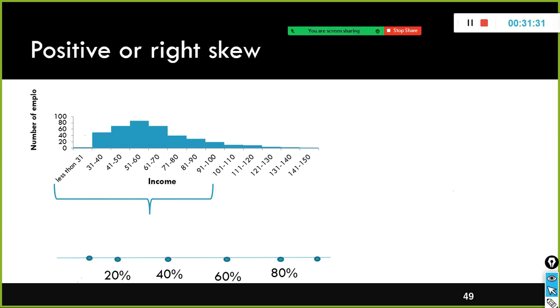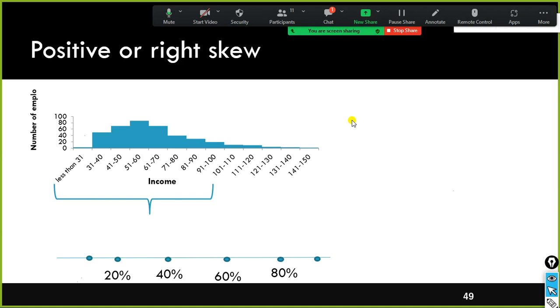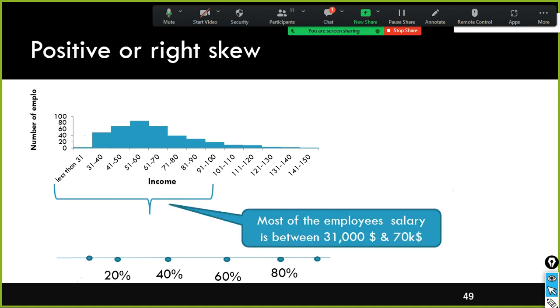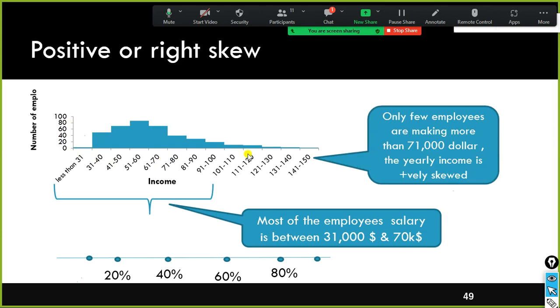Only a few people are getting very high salary. The rest of them are getting salary on par with their level. So here most of the employees' salary is between 31,000 to 70,000. Look here, the tallest bars, 80 employees, 60 employees, and most of the employees' salary is between 31,000 up to 70,000. And next, only a few employees are making more than $71,000.